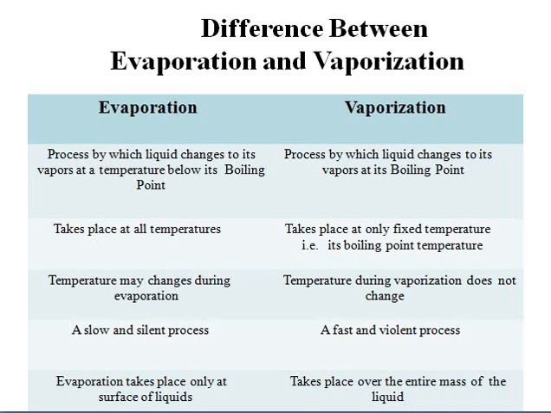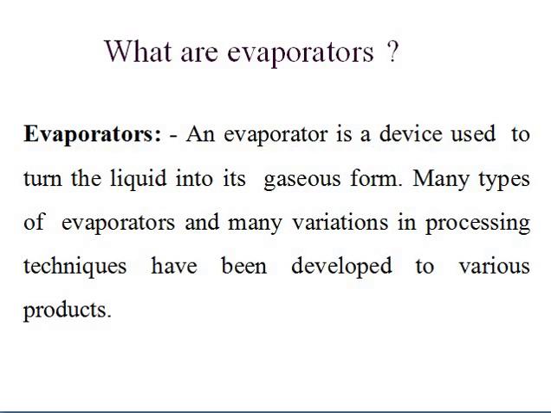So these are the differences between evaporation and vaporization. Now the evaporators, as I already explained, are the main equipment required for evaporation. An evaporator is a device used to turn a liquid into its gaseous form. Many types of evaporators and many variations in processing techniques have been developed for various food products. So the selection of an evaporator includes some considerations.